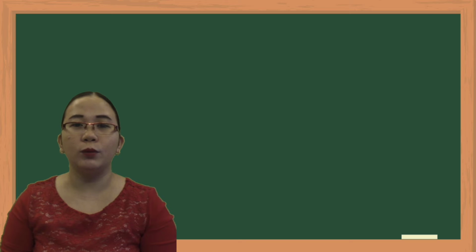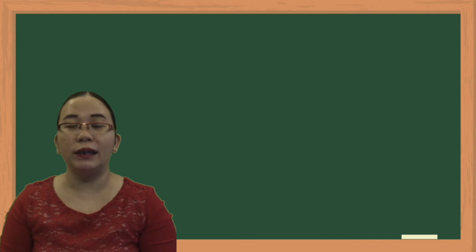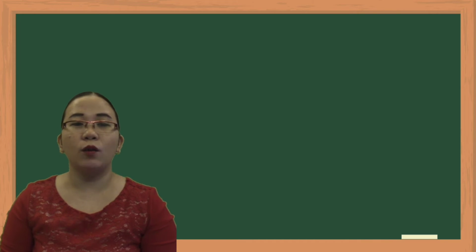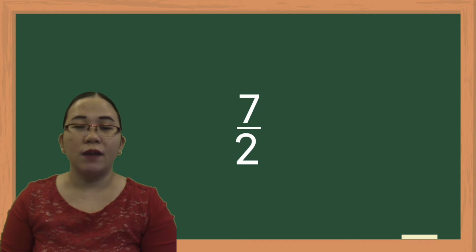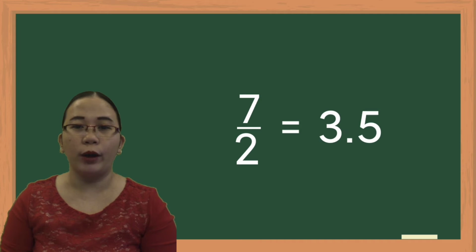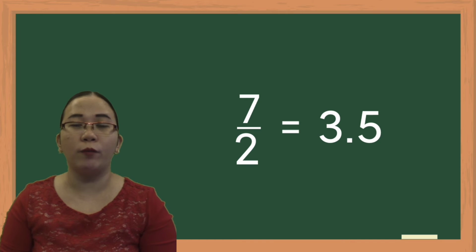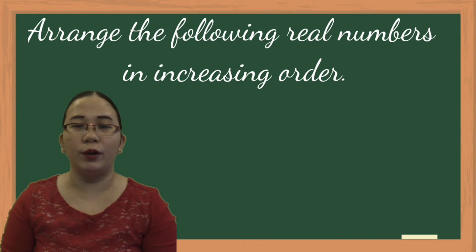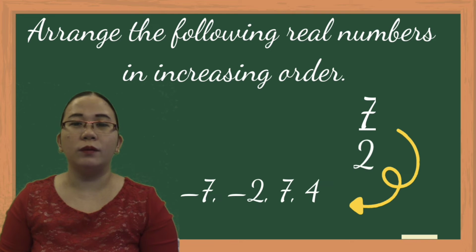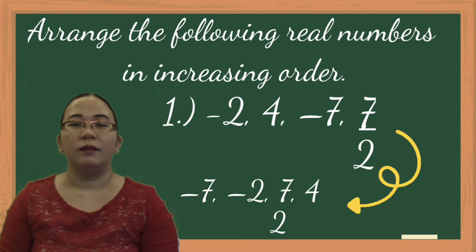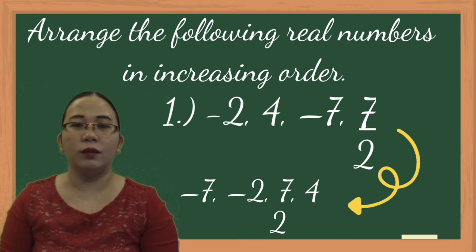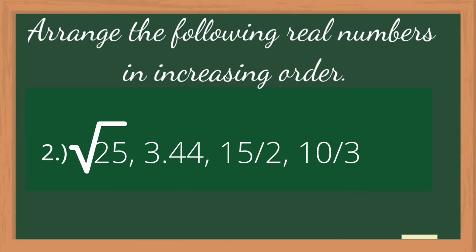The first thing we will do is to express them all in the same form. Since there is only one fraction, let us change the fraction into decimal by dividing the numerator to the denominator. 7 divided by 2 is 3.5. We can now arrange them from smallest to largest number. Mauna muna yung negative 7, then yung negative 2, next yung 7/2 na equivalent sa 3.5, then last is yung 4.